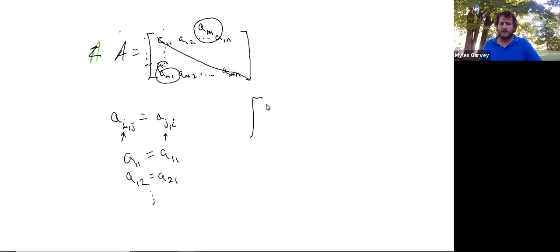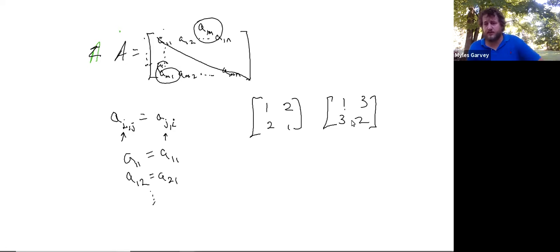So let's take an example. Let's just take a simple 2 by 2 matrix. This is symmetric. This is also symmetric. Notice the diagonals don't need to be the same. It's just the quantities, right? This is A21, this is A12. They need to be equal. A11 is equal to itself, A22 is equal to itself. So therefore, by definition, it's a symmetric matrix.